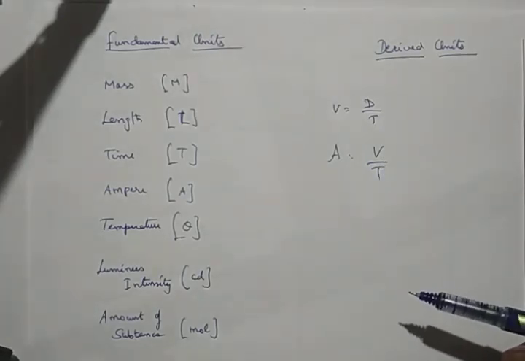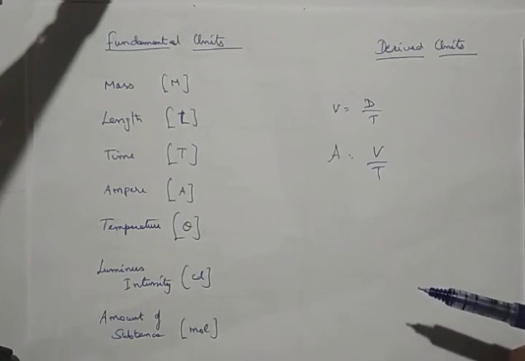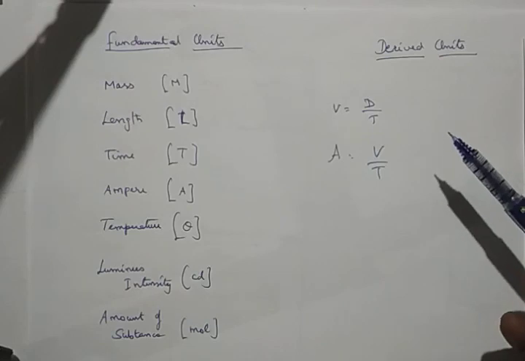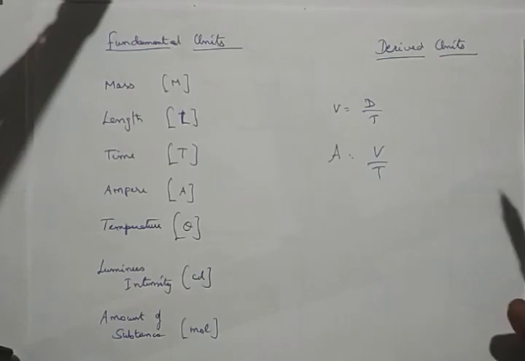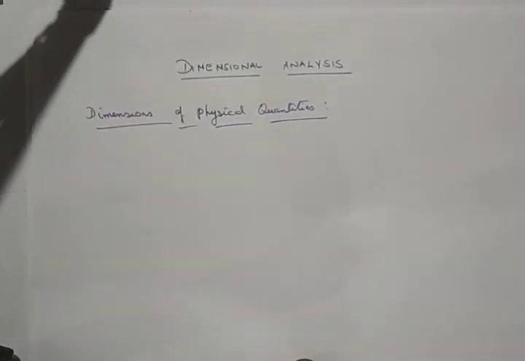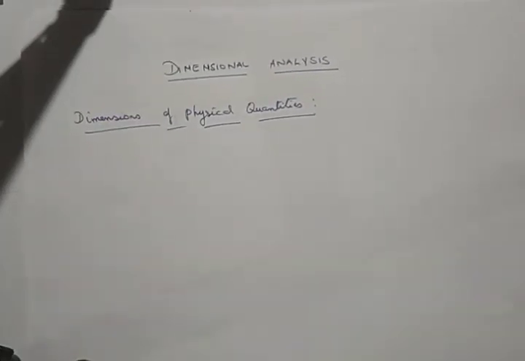So we are going to see the dimensional analysis of various derived formulas. That is a way of dimensional analysis. So what is dimensional analysis? How do we try to define this one?